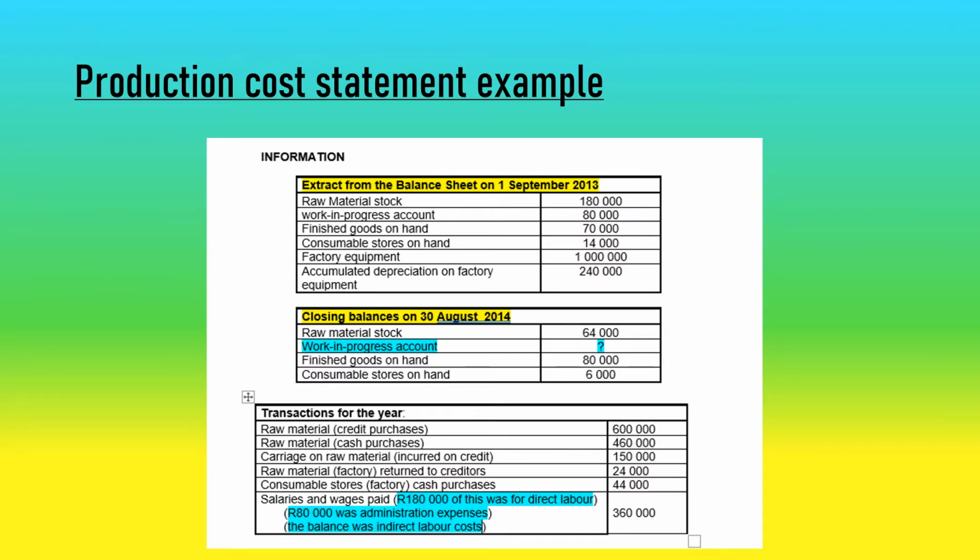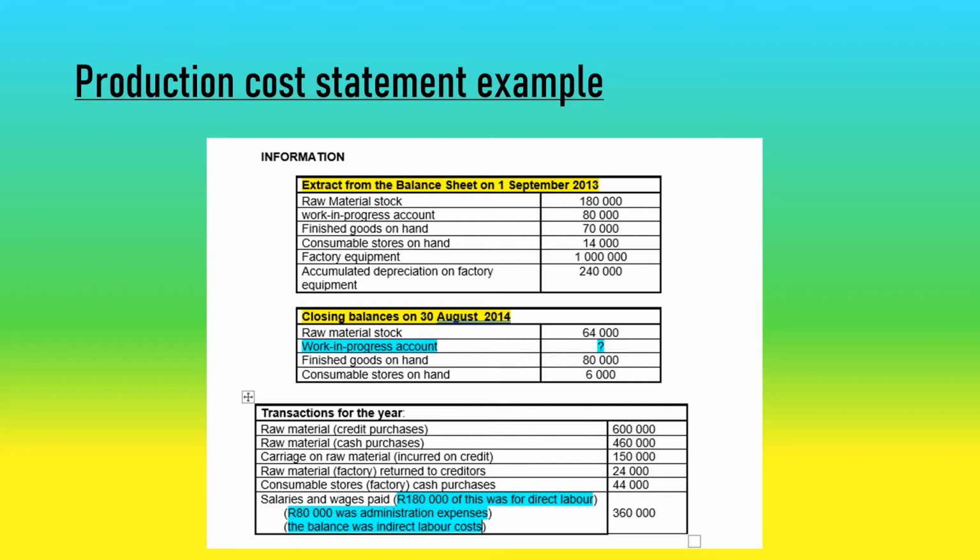We have an extract from the balance sheet on 1st September 2013. These are all our opening balances of raw materials, work in progress account, finished goods, consumable stores, the cost of factory equipment, and the accumulated depreciation on the factory equipment. Then we have our closing balances on 30th August 2014. All the closing balances have been calculated except work in progress, which we need to calculate.